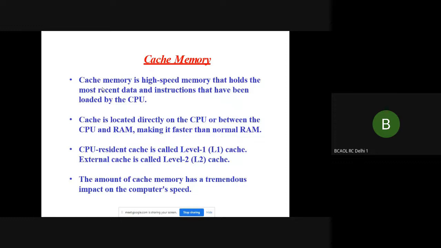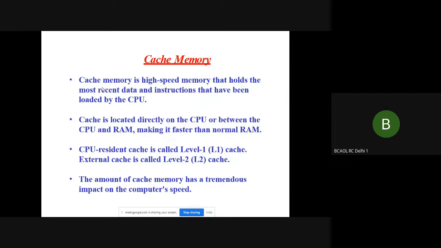If the cache is inside your CPU, it is called level 1, L1 cache. If it is an external cache, that means it is put between the CPU and RAM, then it is called an L2 cache, level 2. The amount of cache has a tremendous impact on computer speed. Cache is still an expensive memory, so most of the time the CPU's memory is only taken as cache memory.